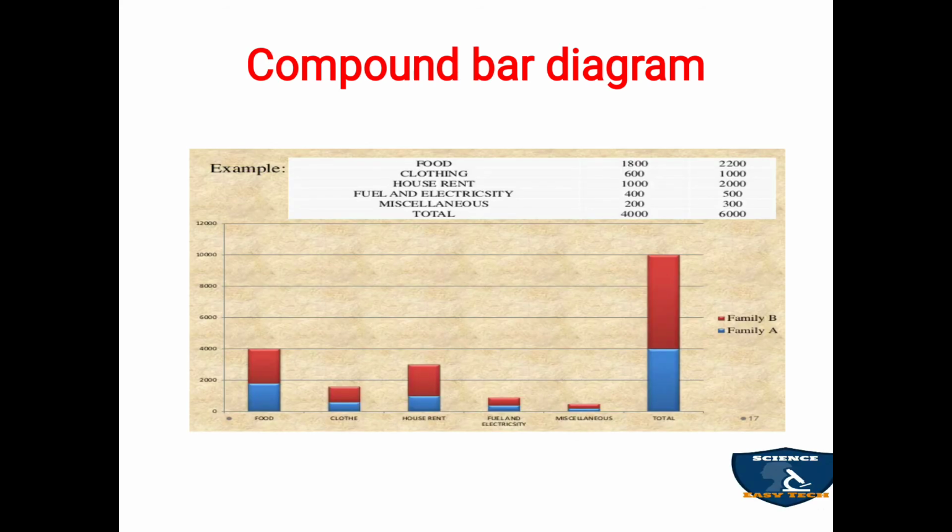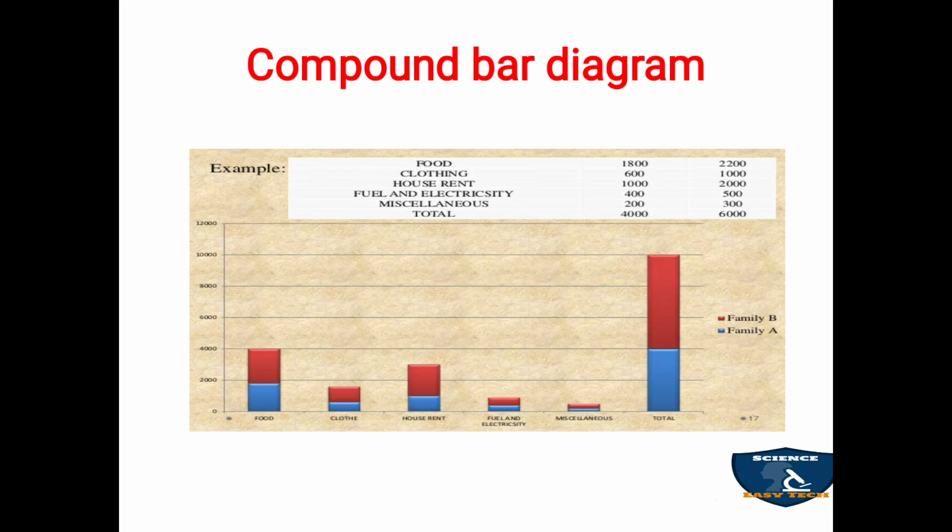Next is compound bar diagram. In compound bar diagram, within the same bar you will be giving different colors, and you will be representing the same thing for these two different groups. For example, here family A is represented in blue color and family B is represented in red color. So the family A, how much they are spending for food, clothing, house rent, fuel and electricity, and for other miscellaneous items, all they have given.